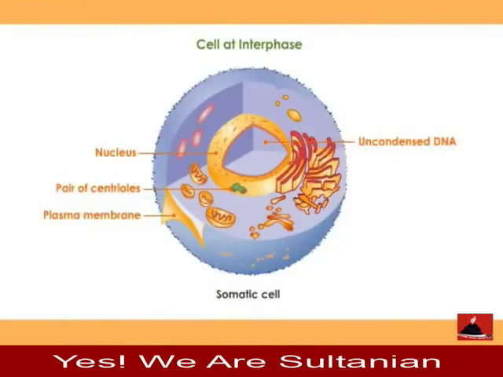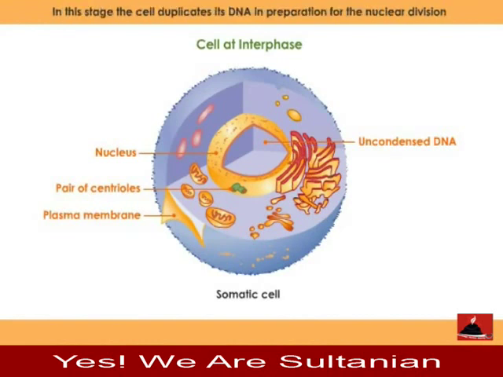A somatic cell at interphase is shown here. A somatic cell is any cell of a living organism, except the reproductive cells. Interphase is the resting phase between successive divisions of a cell. In this stage, the cell duplicates its DNA in preparation for the nuclear division.